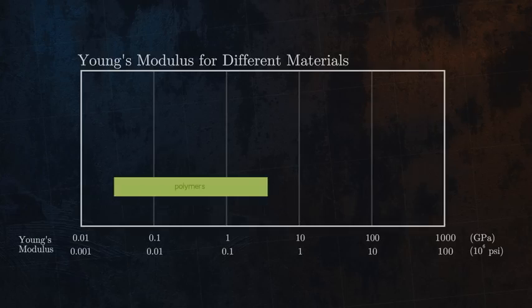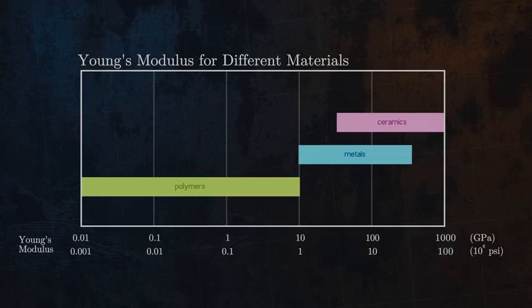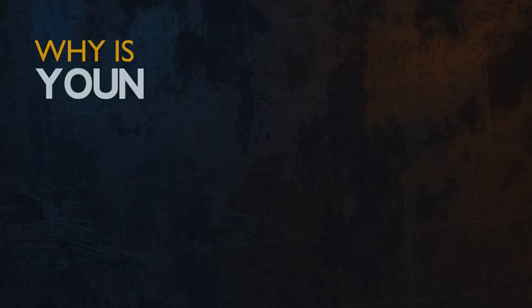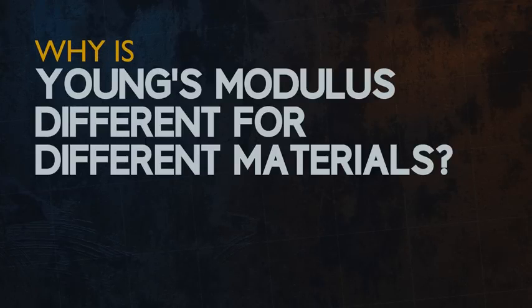This graph shows the range of typical Young's modulus values for polymers, metals, and ceramics. In general, ceramics have higher values of Young's modulus, metals have slightly lower values, and polymers have much lower values. Why is Young's modulus different for different materials? Understanding what is happening at the atomic level can give us a better understanding of Young's modulus.